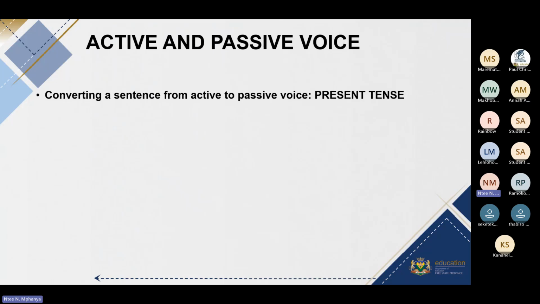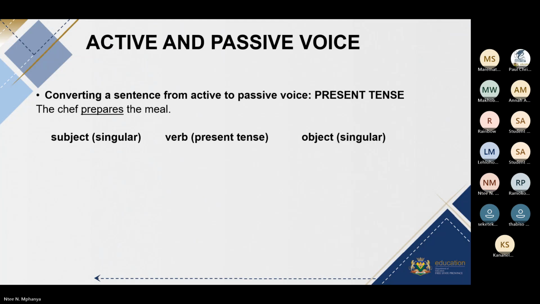How to change or convert a sentence from active to passive voice in present tense. The chef prepares the meal. We have one chef, it's singular, and in the third person. That's what you have to look at. How many subjects are performing the action? Here we have one subject. In which person? Remember, we have first person, I, second person, you, third person, any common name.